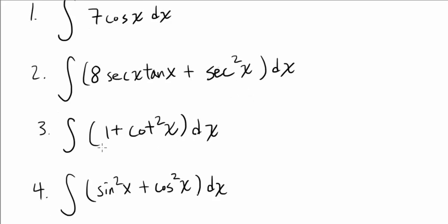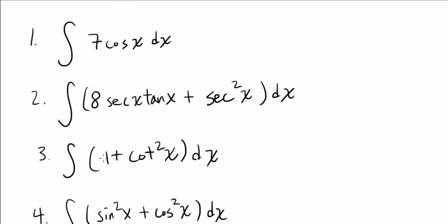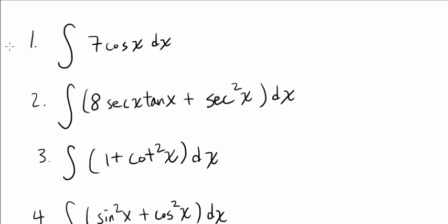We have a set of 5 questions of trigonometric integrals. This is exciting. Let's dive into it. The first one, integral of 7 times cosine of x dx. Let's start by getting the 7 out of the way. So we have 7 times integral of cosine of x dx.